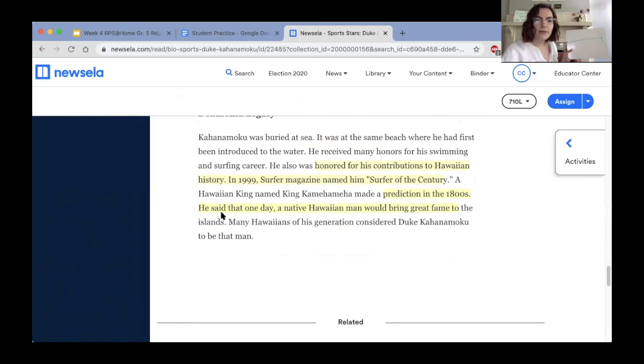It says that the king said, one day a native Hawaiian man would bring great fame to the island. So that might be our starting point. Sometimes the really special word that we might use is prophecy. If someone says something special is going to happen in a number of years, they make a prediction. We might call it a prophecy. So great prediction or prophecy.